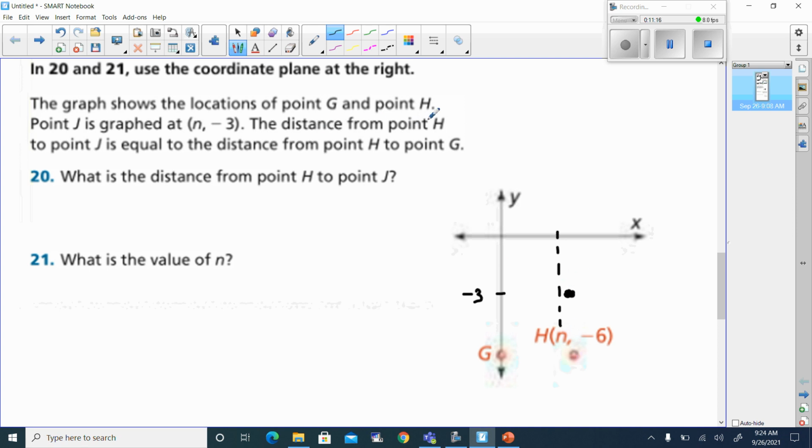Now it says the distance from point H to point J, H to J, let's see, is equal to the distance from point H to point G. It's equal to H to G. Okay. Now, let's see, if I'm looking at this, do I know the distance from H to G? Well, my second digit is 6, so I know I'm going down 6, right? All right. Let's see, from H to J. Now remember, J is going to be here, right, at n, -3.